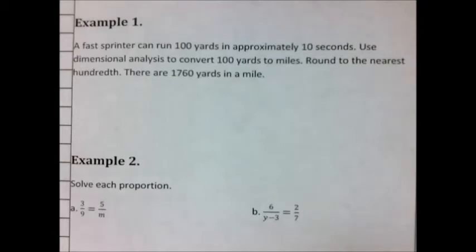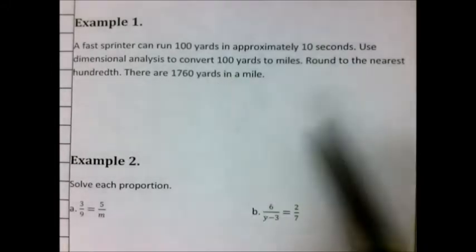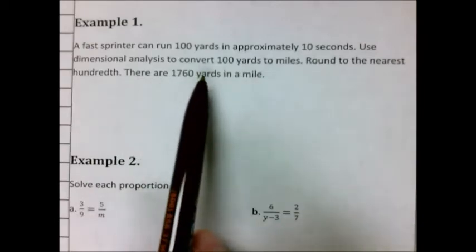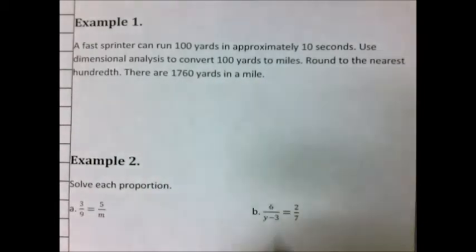Example 1 says that a fast sprinter can run 100 yards in approximately 10 seconds. Use dimensional analysis, remember that means to convert measurements from one unit to another, to convert 100 yards to miles. And it says round to the nearest hundredth, and then it also tells us a little hint that there's 1,760 yards in a mile, okay?